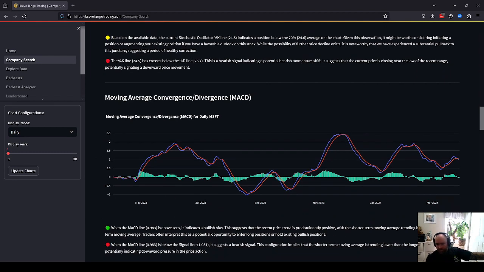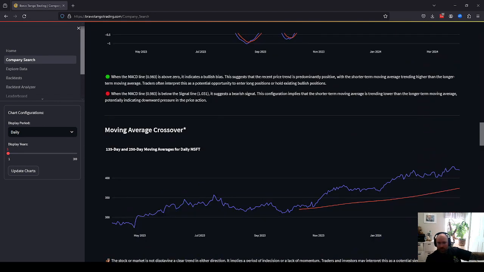Moving average is bullish, being that everything is above the zero line. The MACD has dipped below the signal line, so that's a slight bearish indicator. The fact that those two aren't in agreement tells us we're neutral for right now.